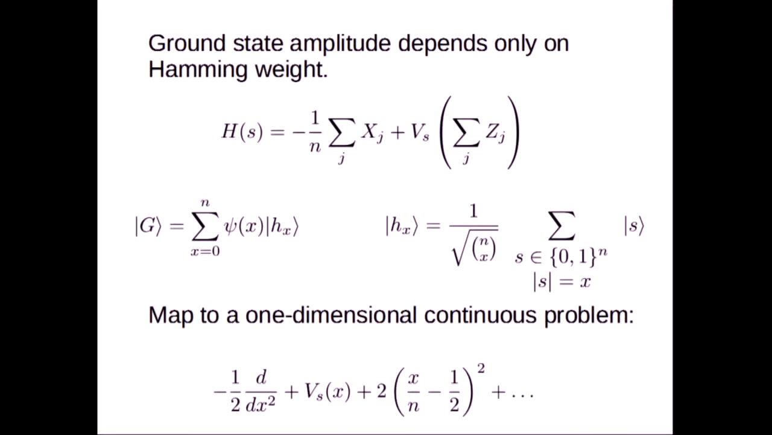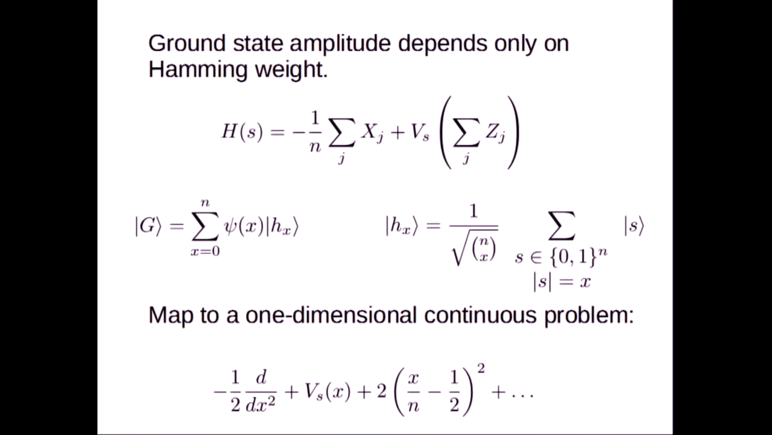So just to give a flavor of how this works, again, here's our Hamiltonian. And it's not hard to see that this Hamiltonian is invariant under any permutation of the qubits. So there's a lot of symmetry in this Hamiltonian, and in particular, there's a subspace which is the symmetric subspace.